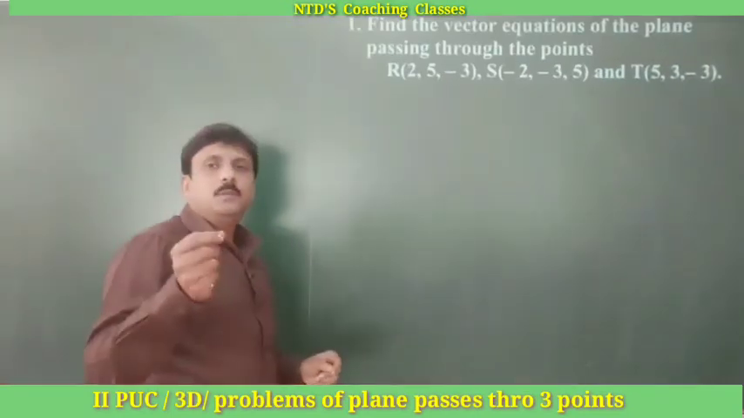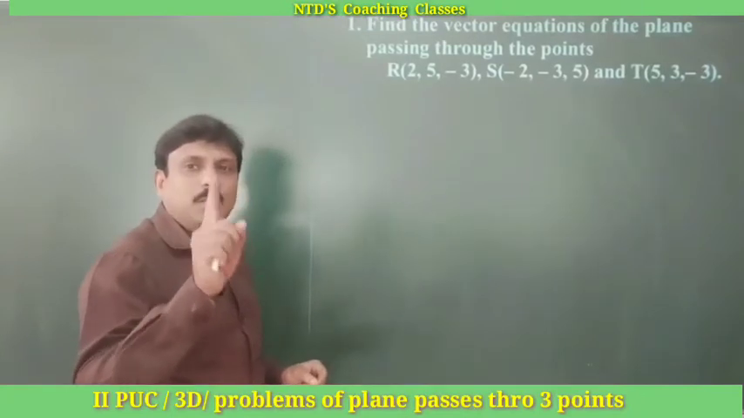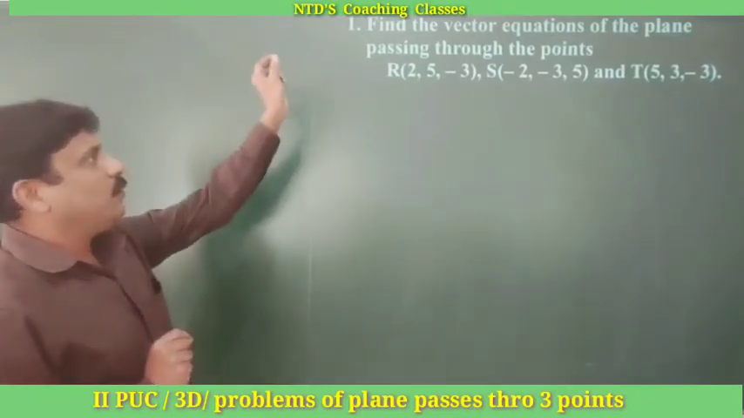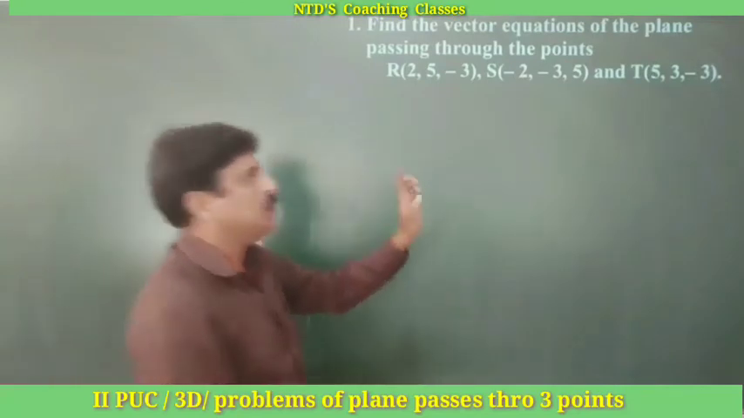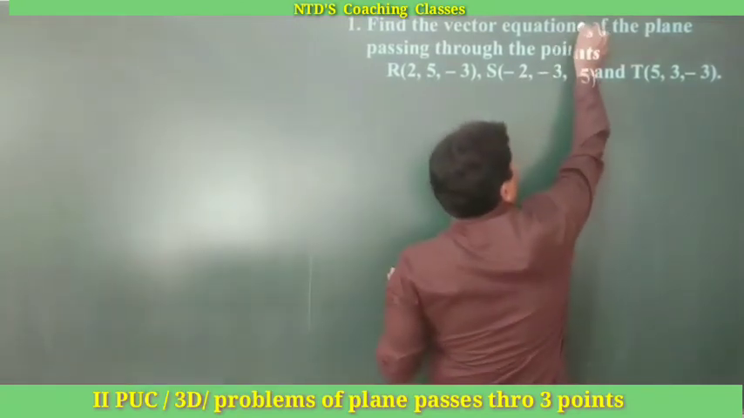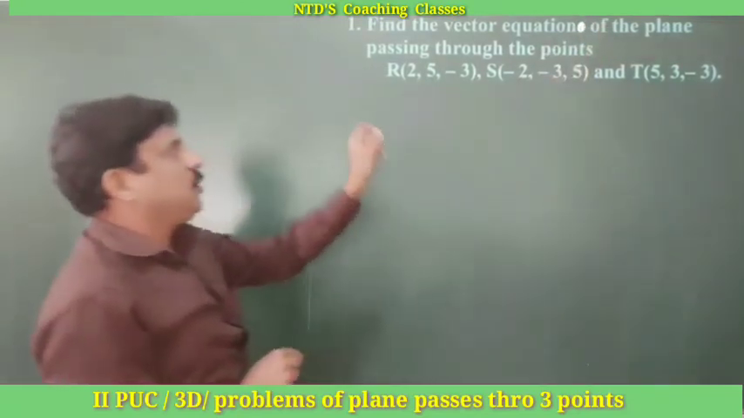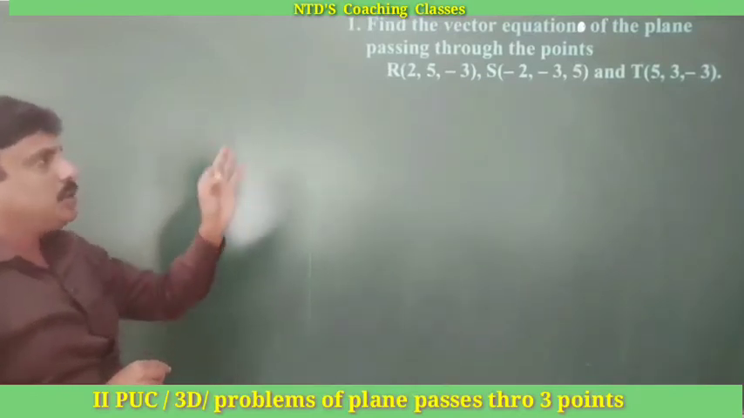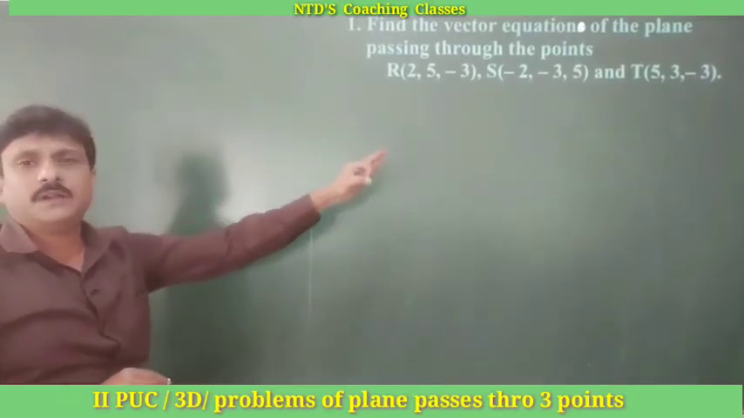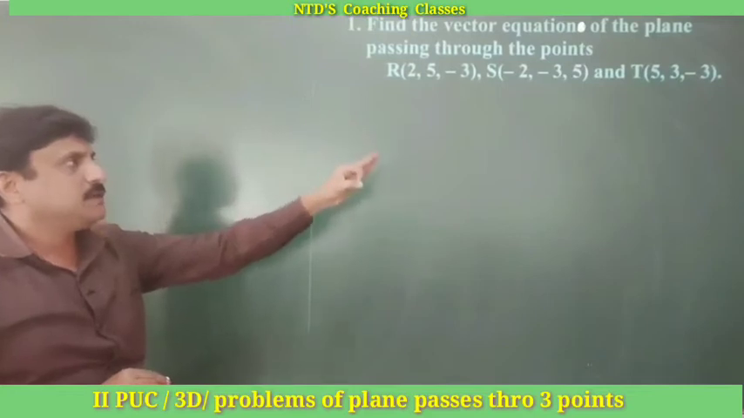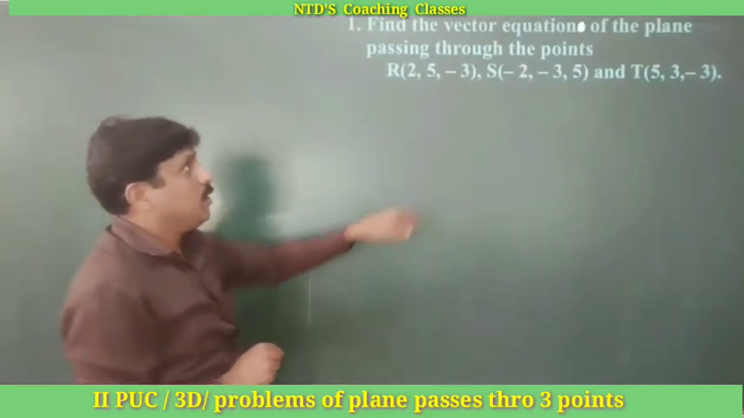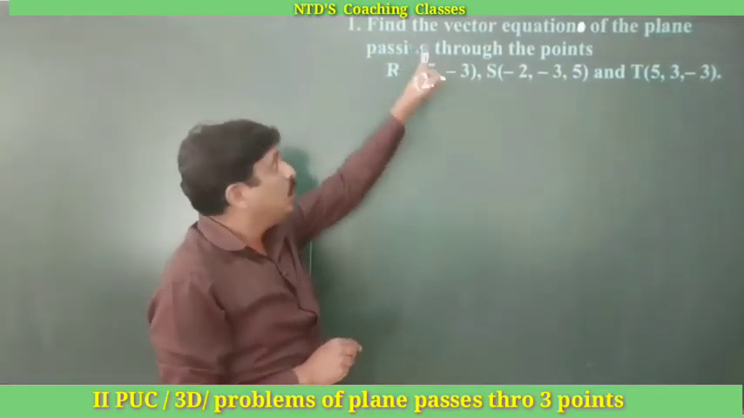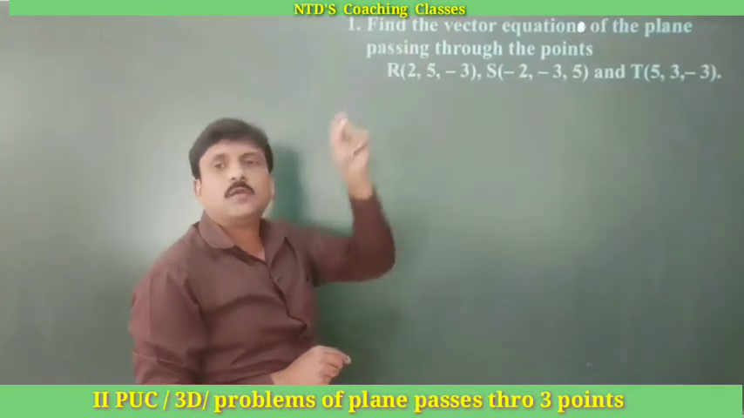Let us move on to the problem. Problem number 1. Find the vector equation of the plane passing through the points. They are given 3 points. These 3 points they are given, we have to calculate the equation of plane only in vector form.